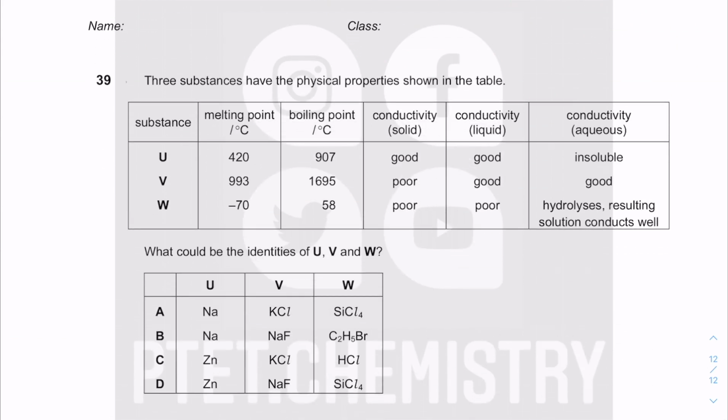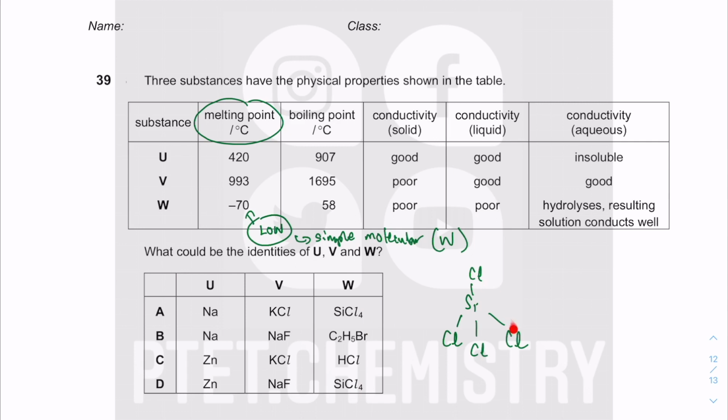39, more tables. So first of all, I look at melting point. This is low, very low, minus 70. So W must be simple molecular. It must have a simple molecular structure. Look at W: silicon with 4 chlorine. I can draw a displayed formula because I know chlorine forms a single covalent bond and silicon forms 4 covalent bonds maximum. So it's just like that.